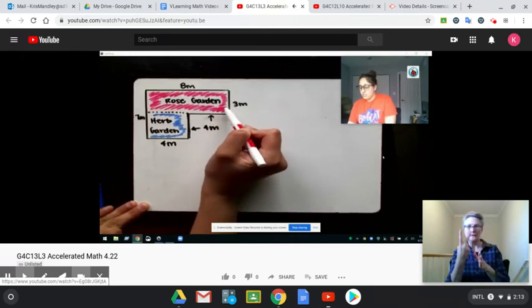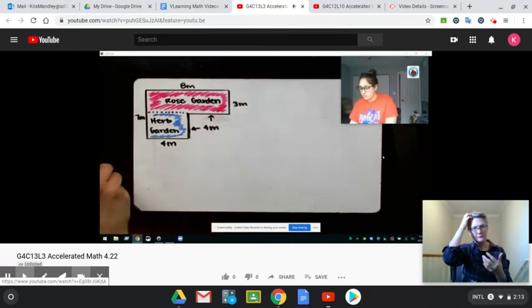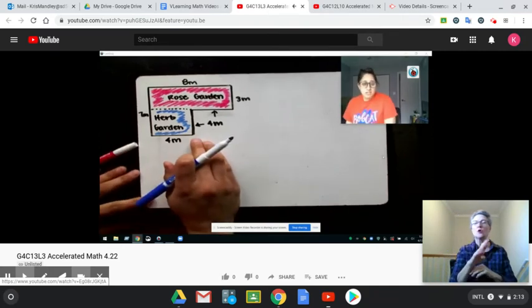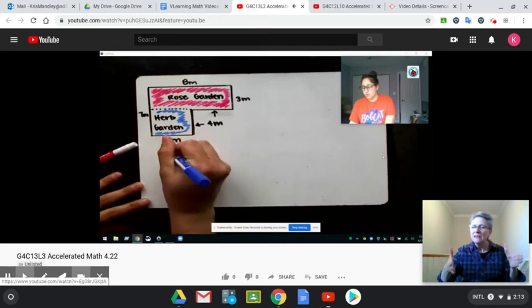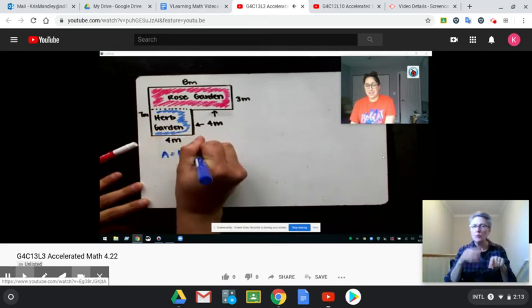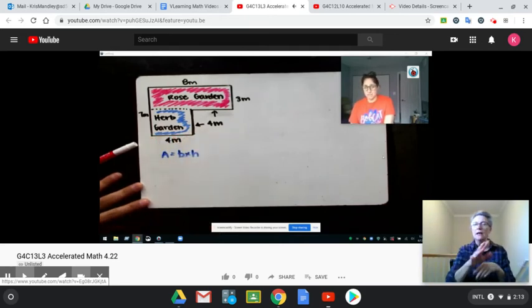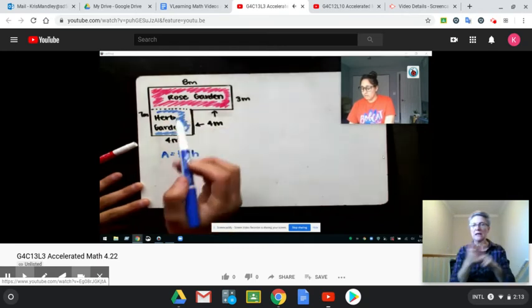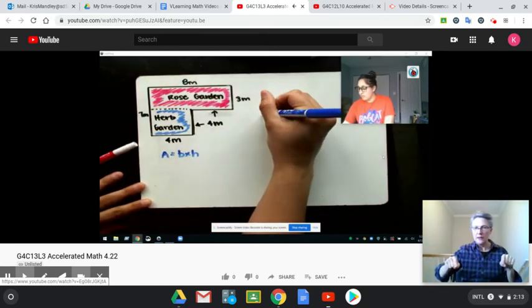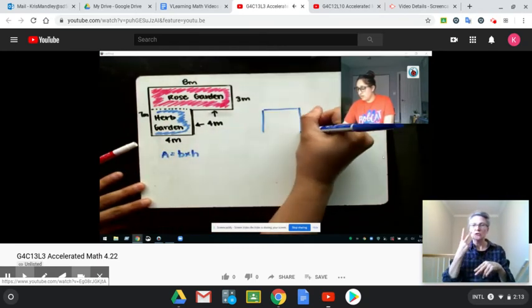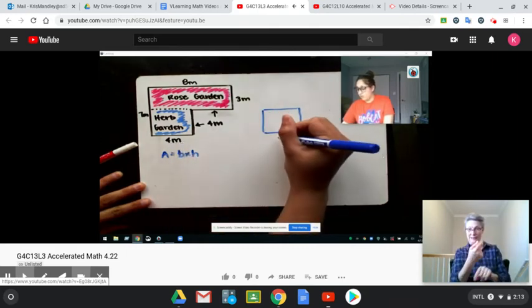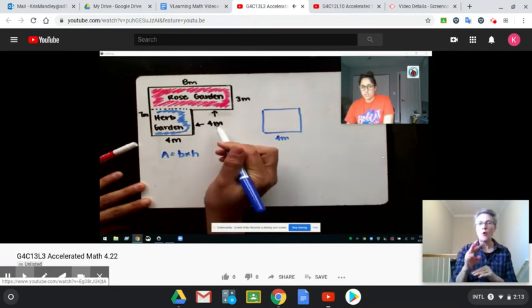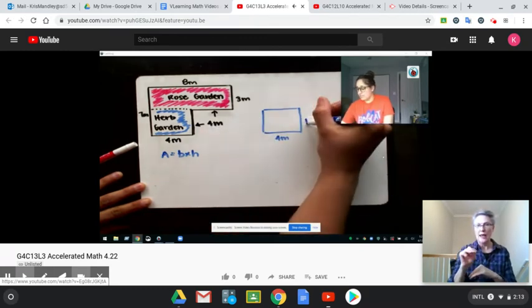So let's start by just thinking about the herb garden on its own. Let's figure out the dimensions of that herb garden so that we can use our area formula. We know that area is base times height, right? Area equals base times height. Well, let's look at this herb garden. If we want to define the dimensions of that garden on its own, we can see our base right here is 4 meters. And then over here it tells us we also have 4 meters on this side.